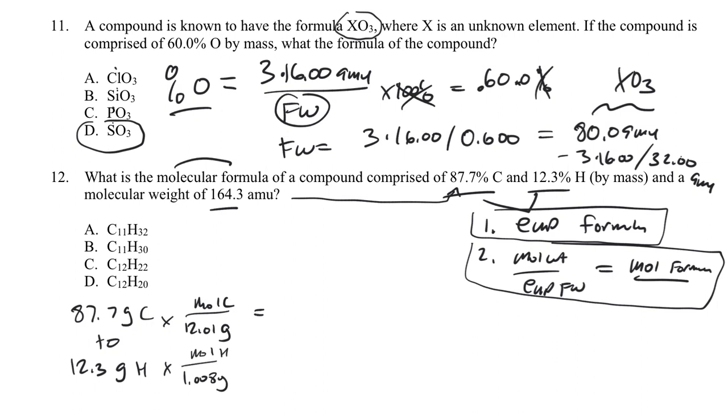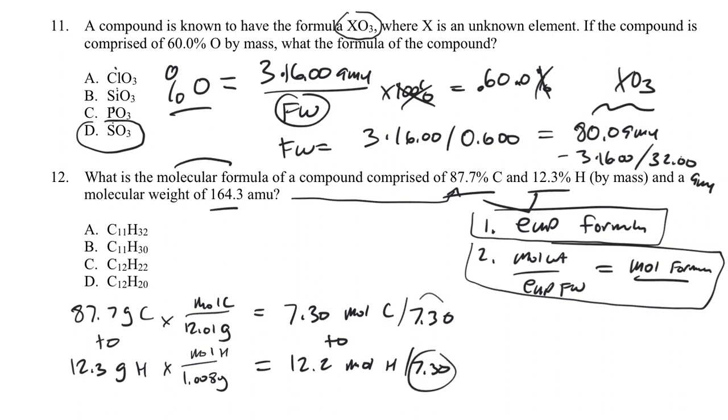And then work this out here. So that's 7.30 moles of carbon, and then 12.2 moles of hydrogen. And these are the ratio of these atoms to each other. To get the simplest whole number ratio, let's divide by the smallest first. We've got to divide by the same number to keep the ratio intact. So I get 1 mole of carbon in ratio to 1.67 moles of hydrogen.